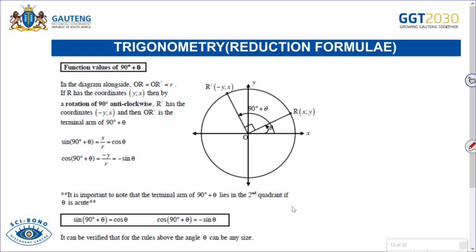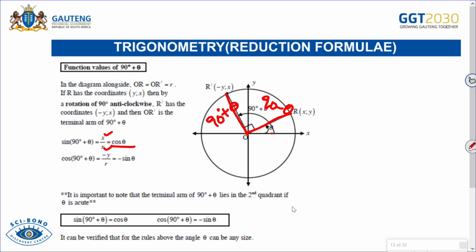Okay, so function values of 90 degrees plus theta. Now we're talking about the ones that are in the second quadrant. So 90 plus theta is in the second quadrant, and 90 minus theta is in the first quadrant. So if we reflect this OR about this line again to this side, your value of y is going to change to be negative y, and your value of x is now going to be positive x. So if you are looking at sine of 90 degrees plus theta, you will get x over r, and x over r, remember, is adjacent over hypotenuse, and we say it's equivalent to cos theta.